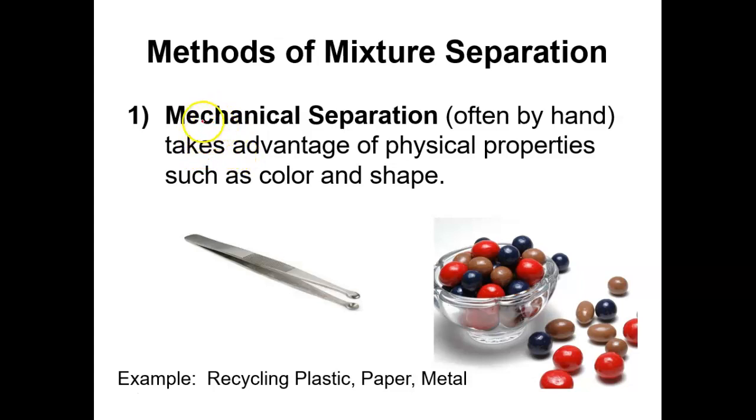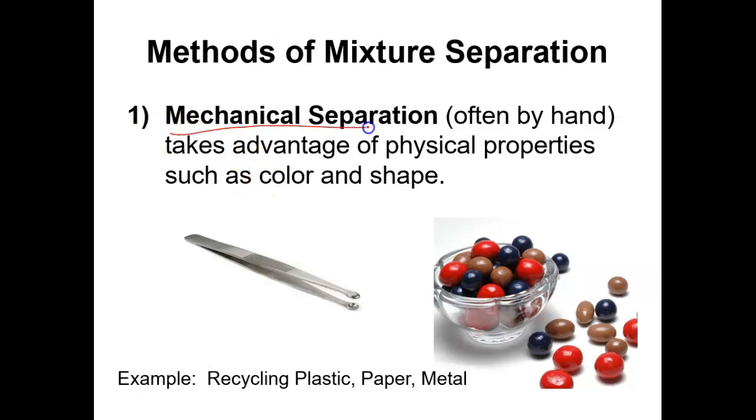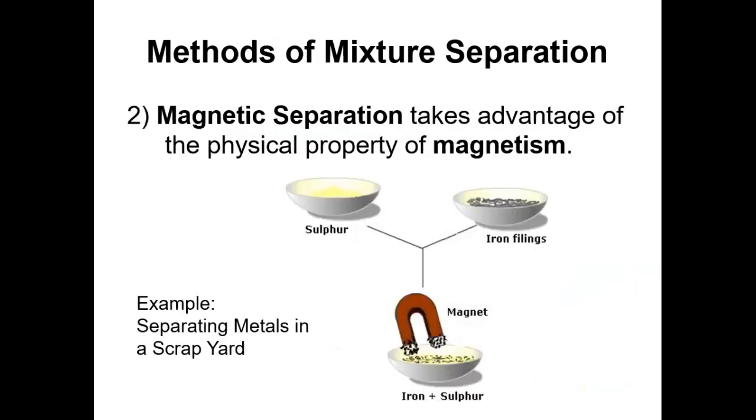Basically, one of the things that we do is mechanical separation. Mechanical separation is simply, it's just basically picking it out. Like if I take these, I think these are M&Ms, or I'm not really sure what these are in this bowl, but I could take the reds, the browns, and the blacks and separate them. We do that with recycling plastic, papers, and metals. We basically just pick them out with tweezers or something. So that's one method of separation.